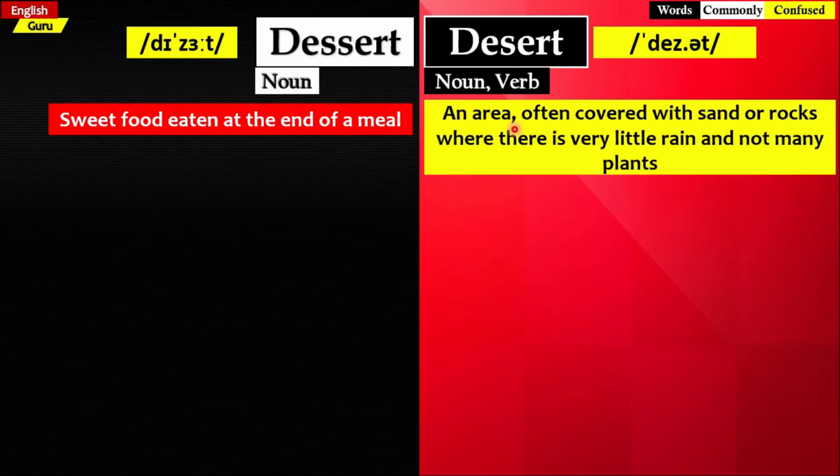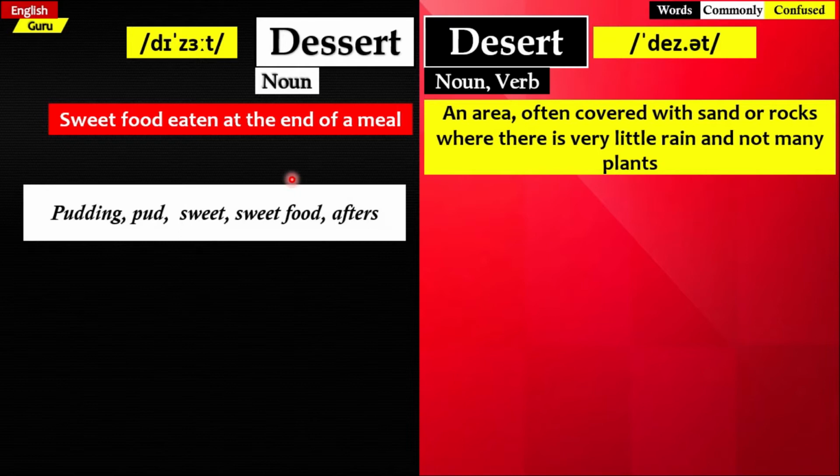Desert means an area often covered with sand or rocks where there is very little rain and not many plants. There are other words which give the same meaning as dessert. They are pudding, pud, sweet, sweet food, afters.